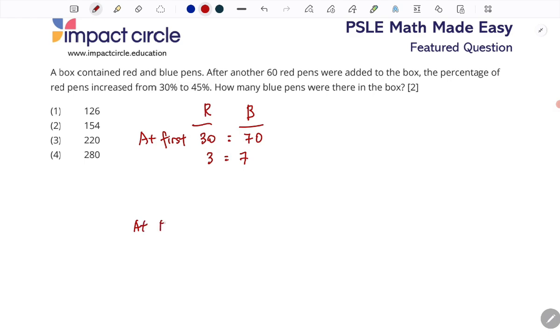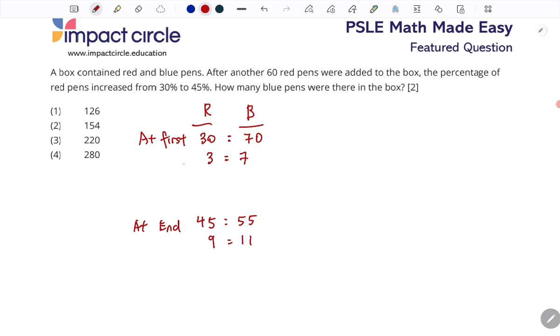At the end, we know that the percentage of red pens increased to 45%. This means that the ratio of the red to the blue would be 45:55. And we also simplify this by dividing both sides by 5 to get 9:11.